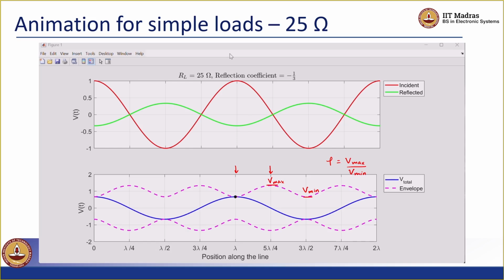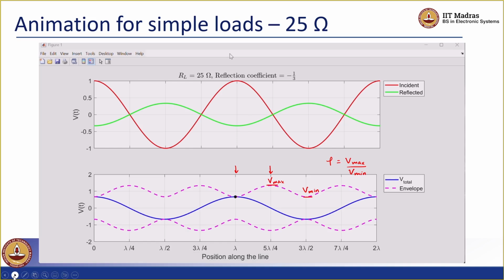In the case of open and short circuit, V min was 0. We had perfect nodes and antinodes. So what do you think the voltage standing wave ratio will become? Because V minimum is 0, it will become infinite. And for the case of the matched load, we saw that the standing wave ratio was 1. So now we have some number between 1 and infinity for the voltage standing wave ratio for a load of 25 ohms, which gives a reflection coefficient of -1/3.